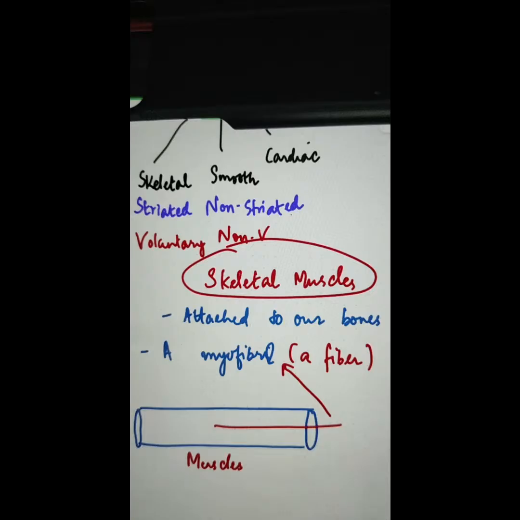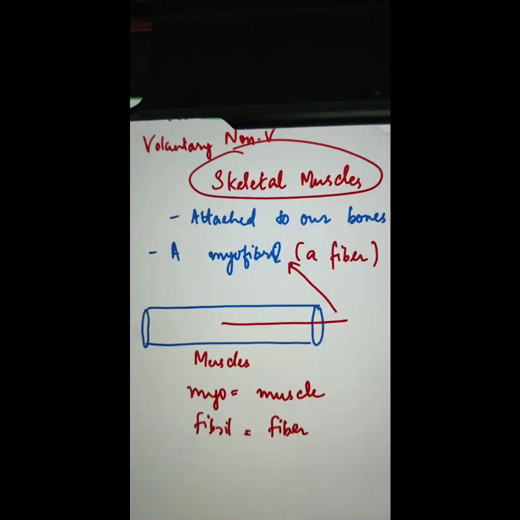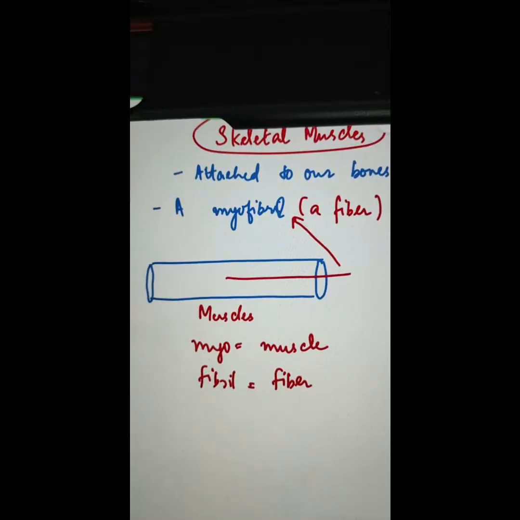Okay. So whenever you read the word myo always means muscle and fibril always means fiber. So all the muscles which are like fiber, which are just like a thread, are known as myofibrils. Let's move ahead. So one thing we have learned for the skeletal muscles that they are attached to our bones. Now let's study their structure and thereby we will be writing points for the skeletal muscles.